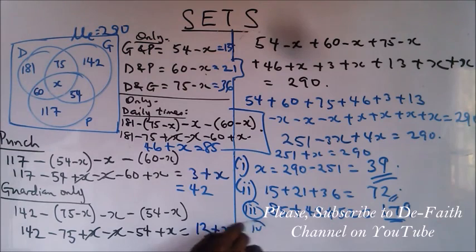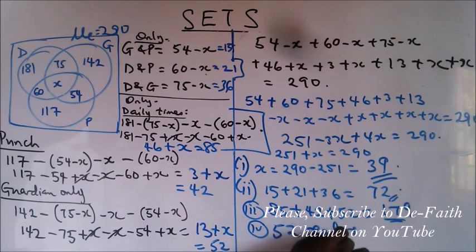And the fourth says, how many readers read the Guardian only? And here is Guardian only, we have 52. So we have 52 readers for Guardian only. Here is the solution to this complex but simple Venn diagram problem.